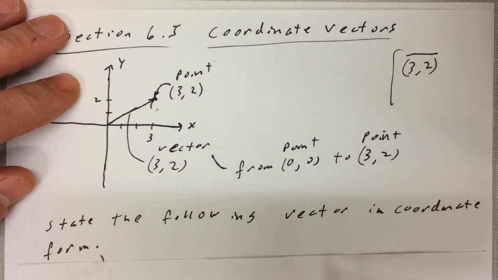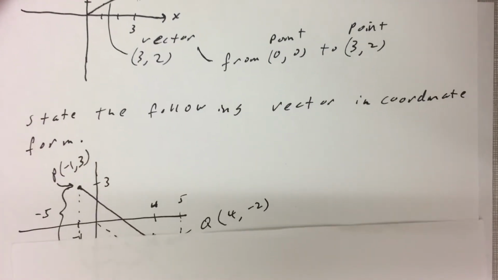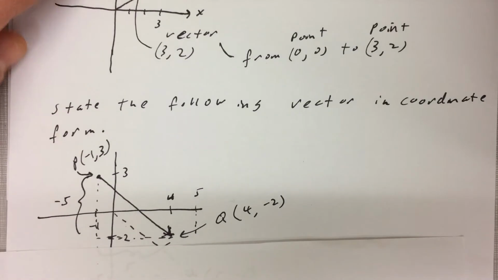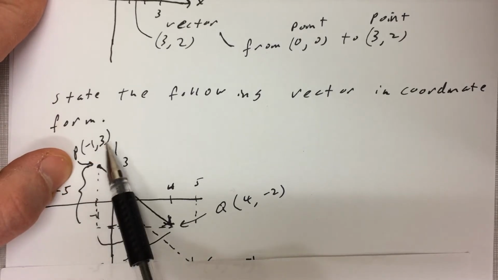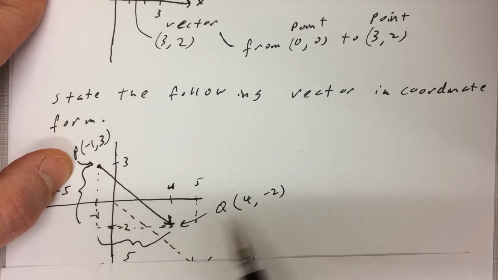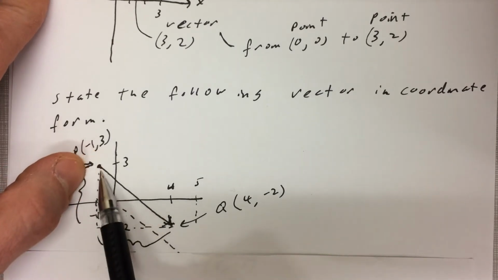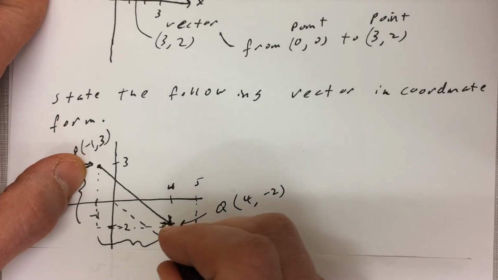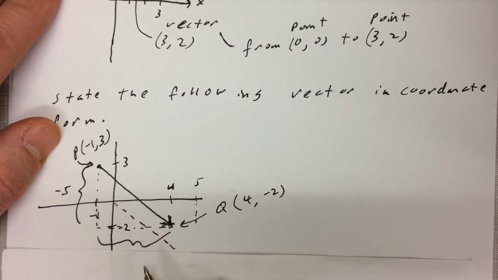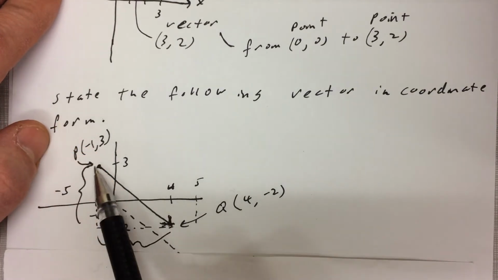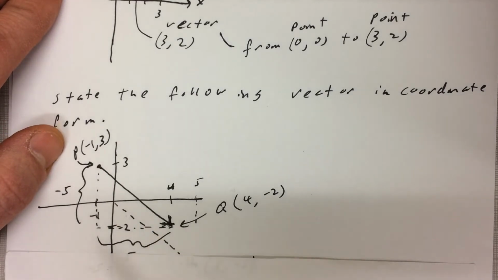Okay, so state the following vector in coordinate form. All right, so the vector from point P, which is (-1, 3), to point Q, which is (4, -2). Well, clearly we can see that the vector goes from that point to this point with the head of the vector right here. But now we have to think of it as being translated to the origin. So point P is translated to the origin so that we can think of it as a vector starting from the origin.